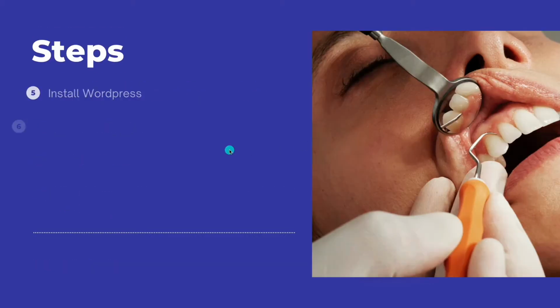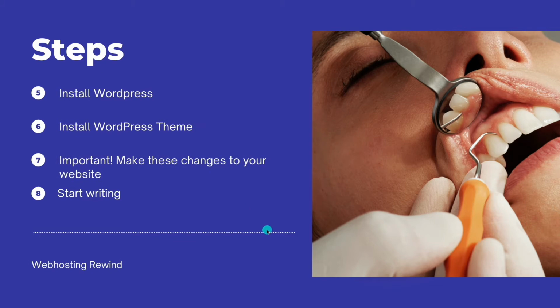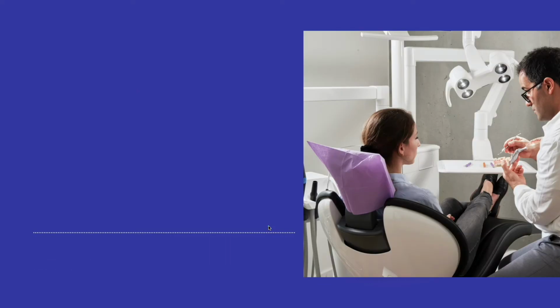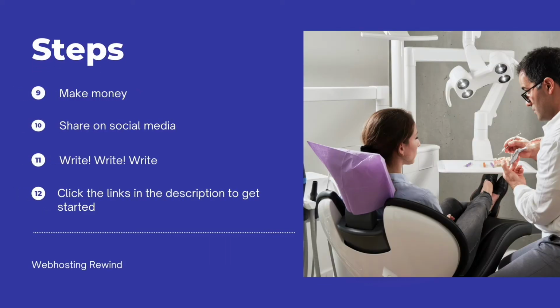Next, I'm going to show you how to install WordPress, how to install a WordPress theme. I'm going to talk about what all of these things are and the changes that you need to make so that your website can be seen. Then I'm also going to show you and tell you how to start writing. In addition, I'm going to show you different ways to make money. Yes, you can use your blog to make money, and I'm going to show you how to do that.